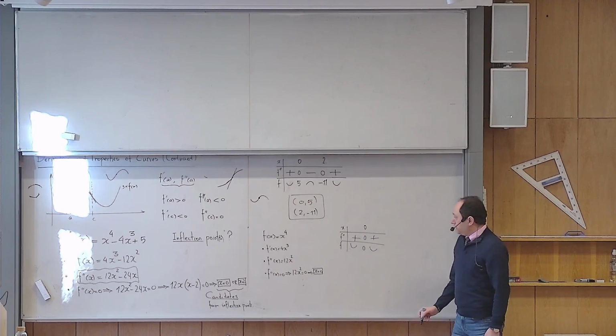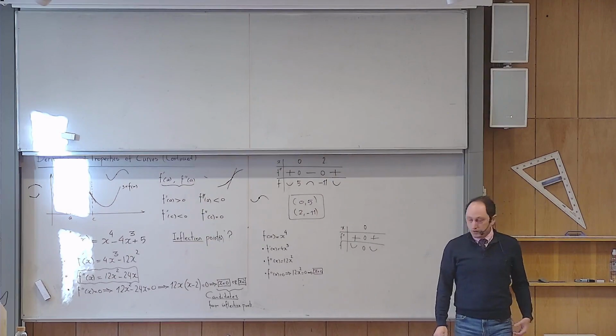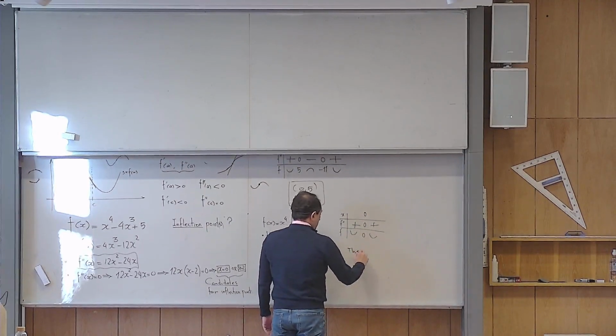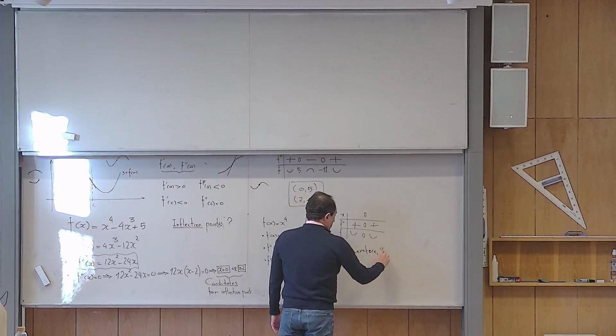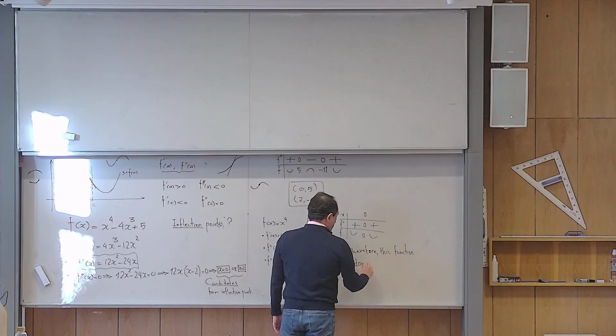So what does it mean? It means that this is a fake one. It's not an inflection point, yes? So, therefore, this function does not have any inflection points.